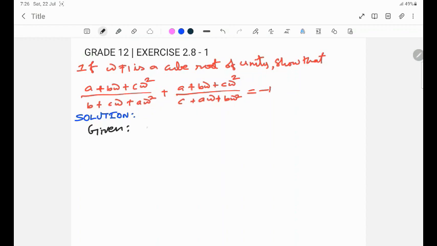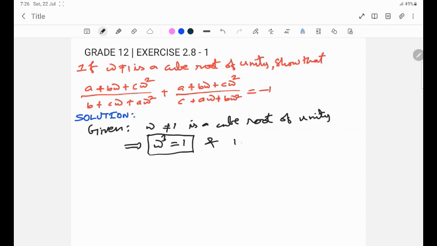Okay, first they said omega is not equal to 1, it is a cube root of unity. If so, we have two results: omega cube equal to 1, and 1 plus omega plus omega square equal to 0.